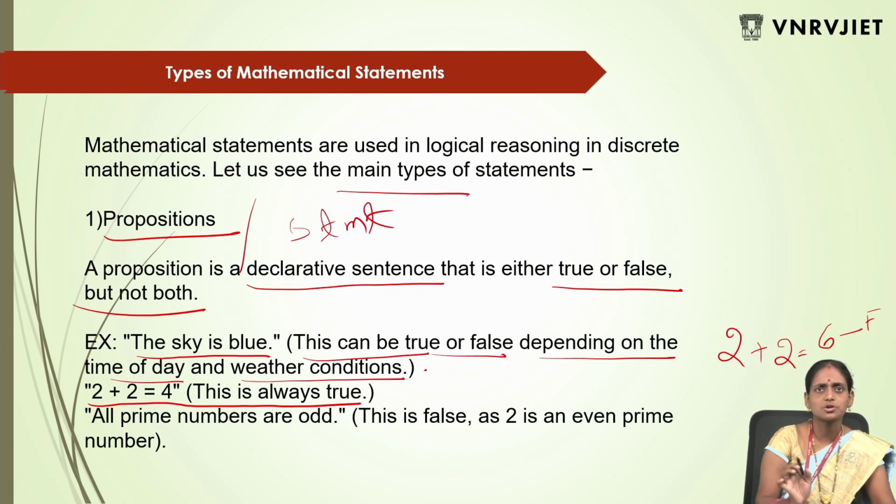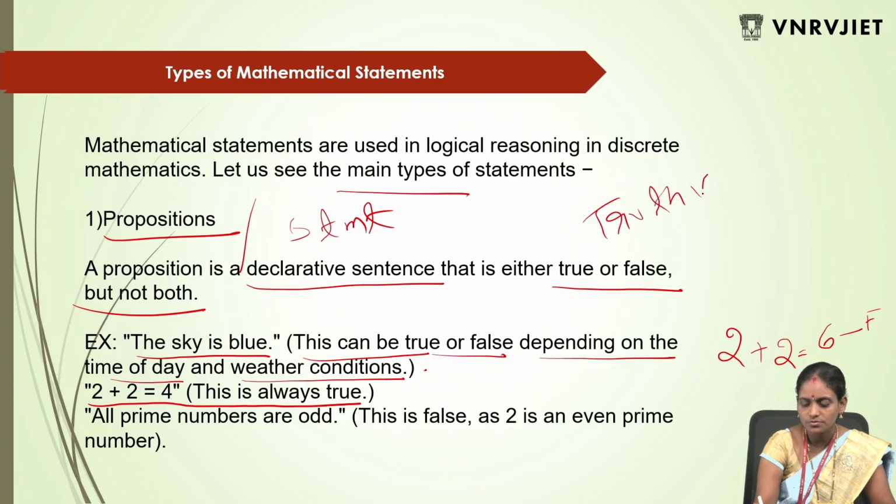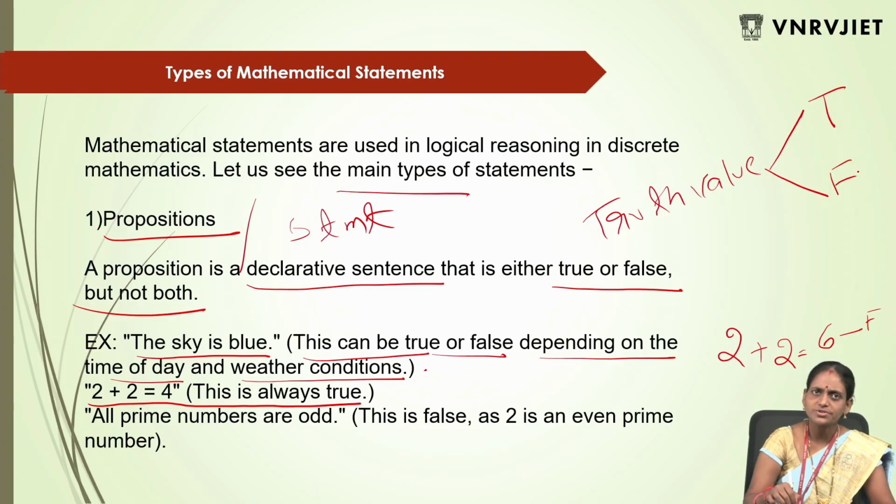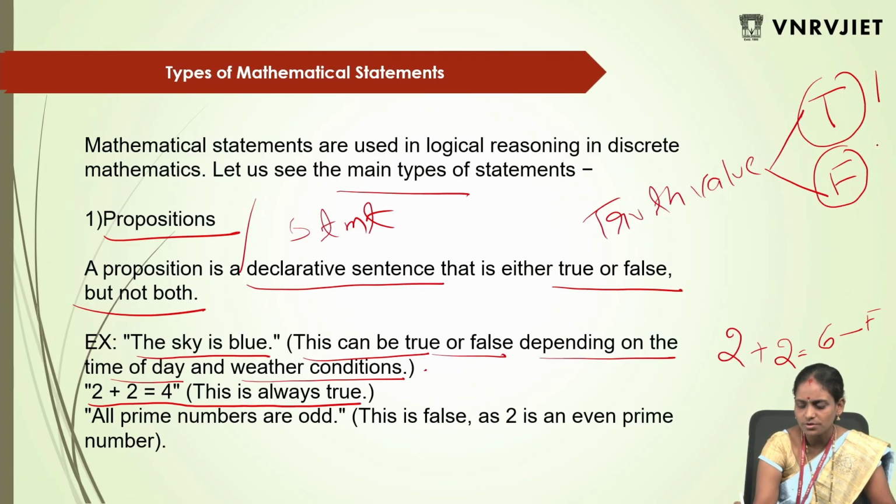A proposition produces a truth value, that is, either true or false. If it is true, we indicate 1. If it is false, we indicate 0. So these are the symbolic representations for true and false. So this is proposition, the first type of mathematical statement.